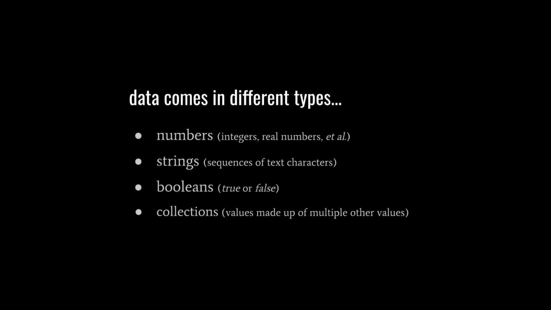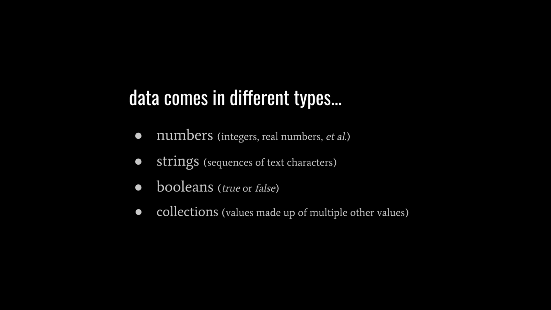Now, data can come in many different kinds, but the essential kinds, which most other things are made of, are numbers, strings, booleans, and collections. Numbers require no explanation, but a string is a piece of text, a sequence of text characters. A boolean is a value that's simply true or false, used to represent all sorts of yes-no pieces of data. For example, is it currently sunny outside? Yes or no, true or false.